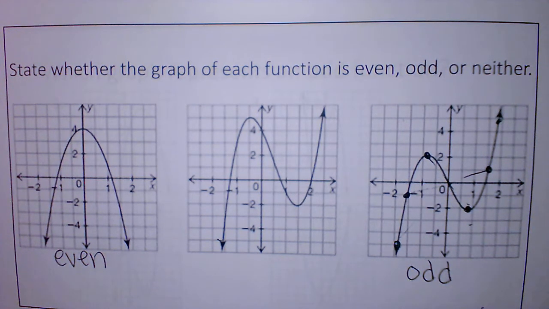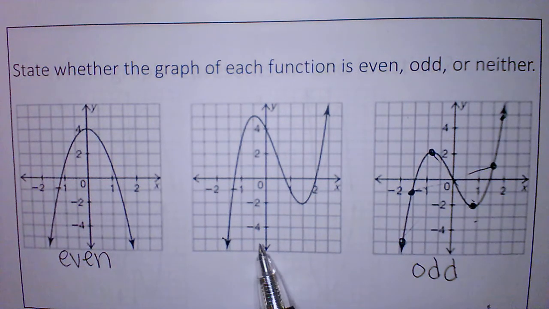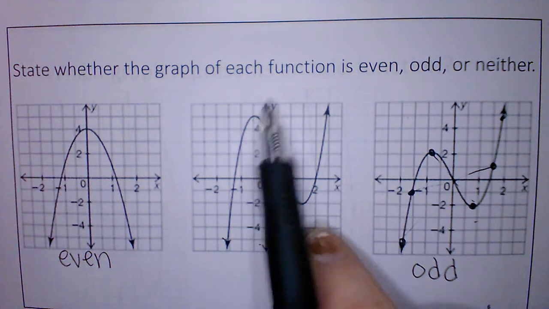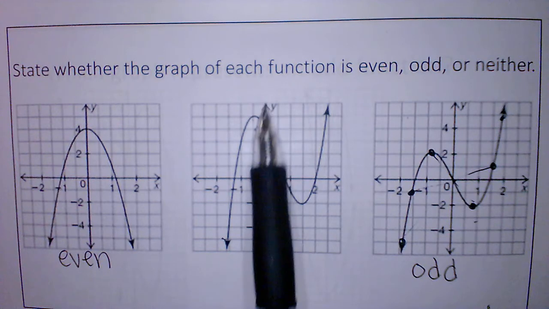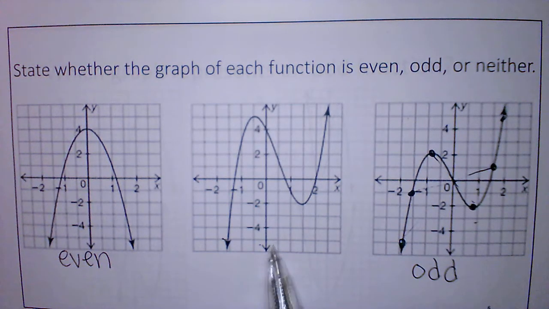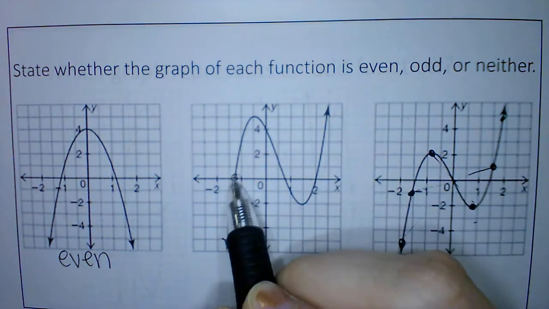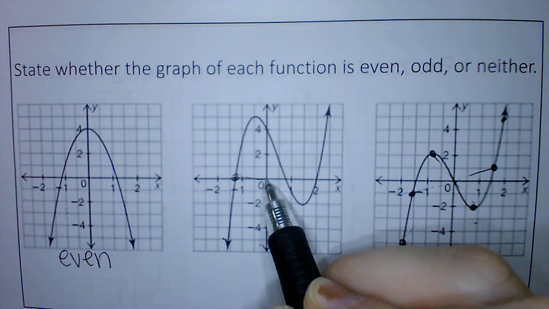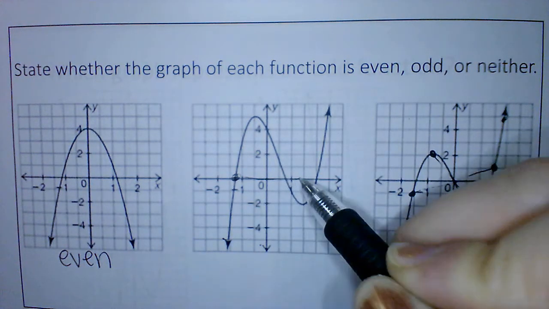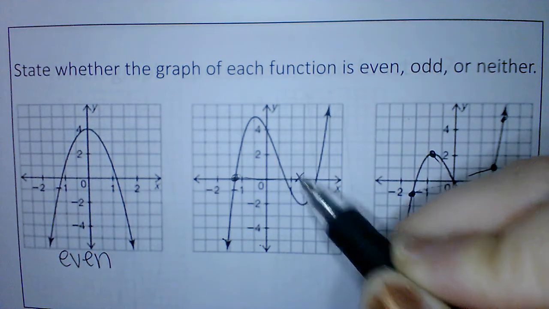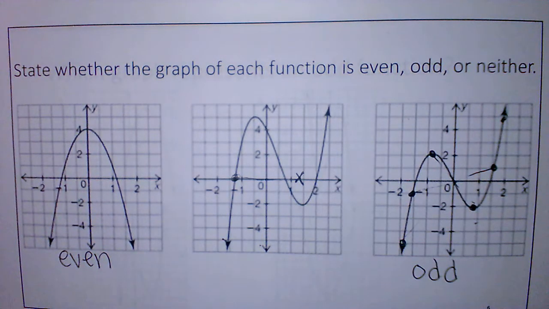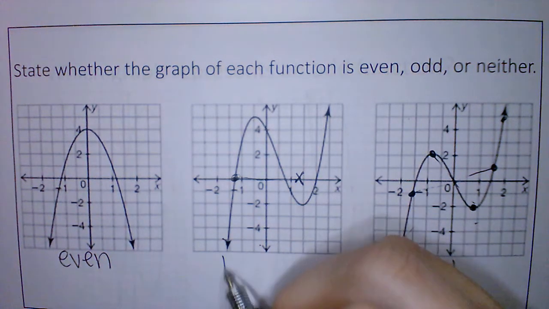Okay, this last one in the middle here is neither. It's not symmetric about the y-axis, which we can see, and then we check to see if it's odd. So this point here, it's this far from the origin, and equally distant from that would be here, and that's not on our graph. Okay, so this one is neither.